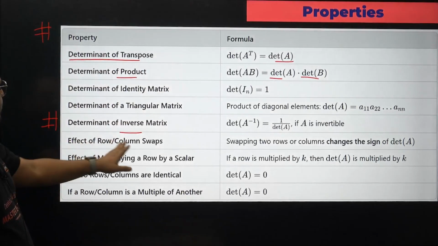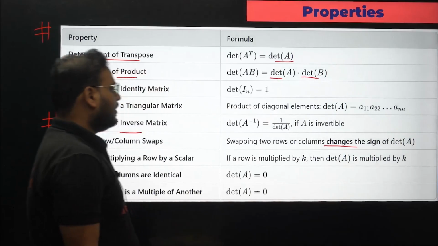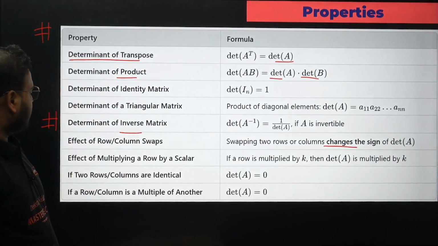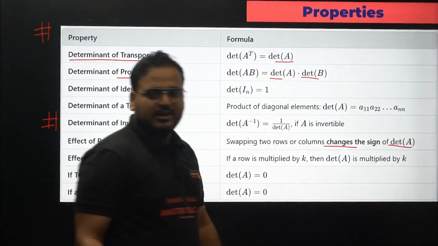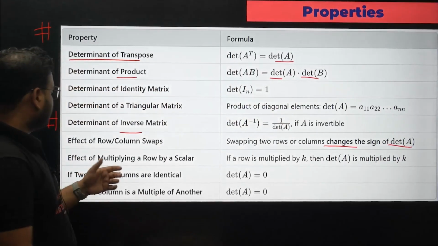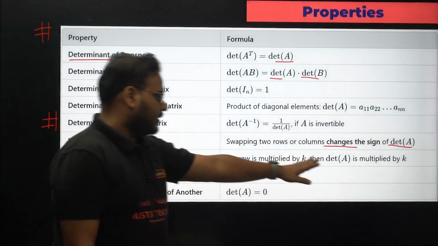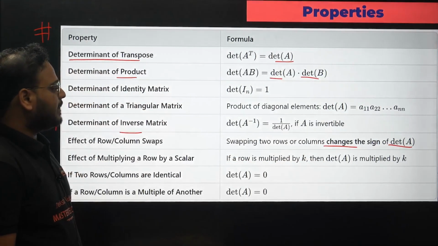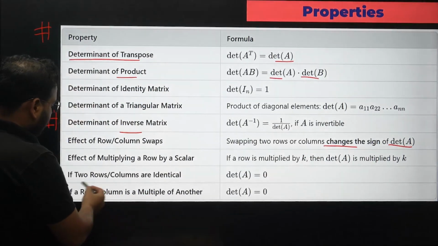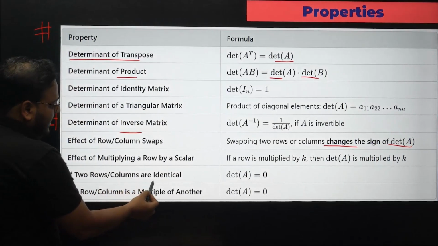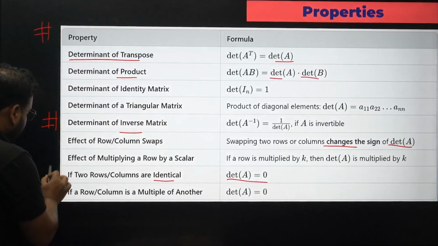Effect of row and column swaps: the sign of the determinant changes, nothing else. The value will remain the same. Effect of multiplying a row by a scalar value: if a row is multiplied by k, the determinant will be multiplied by k. And if two rows or columns are identical, the determinant becomes equal to 0. Again, very important property.